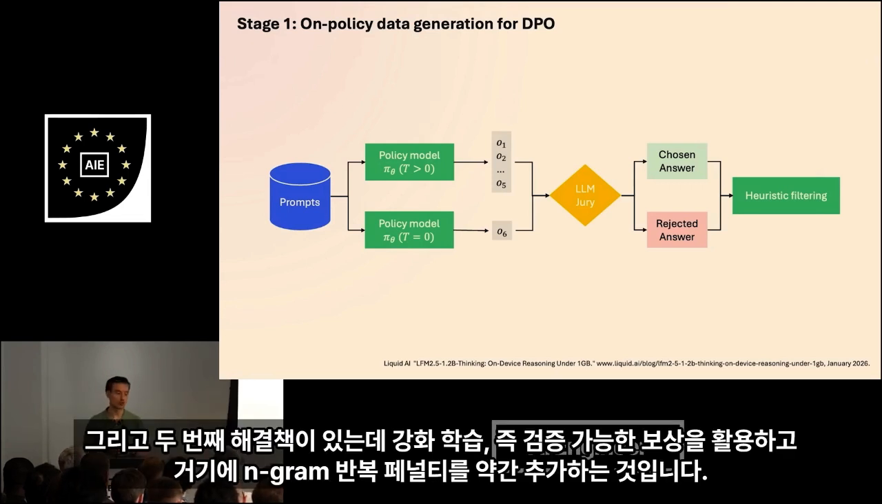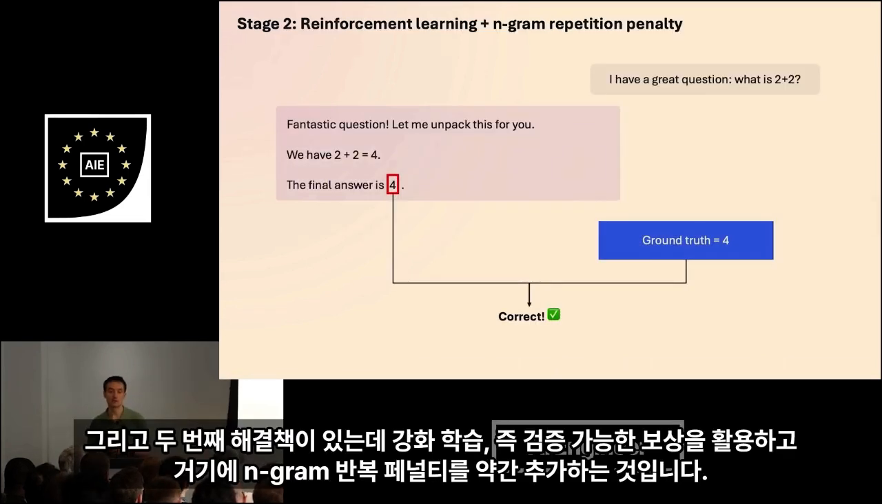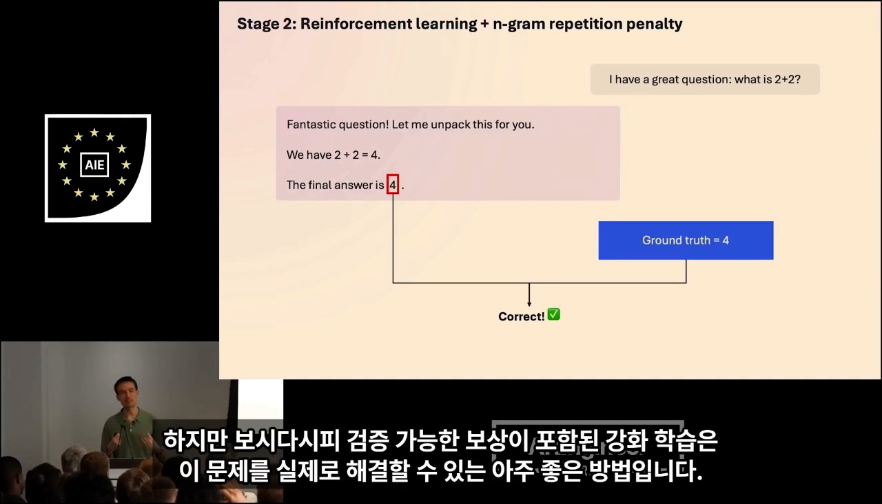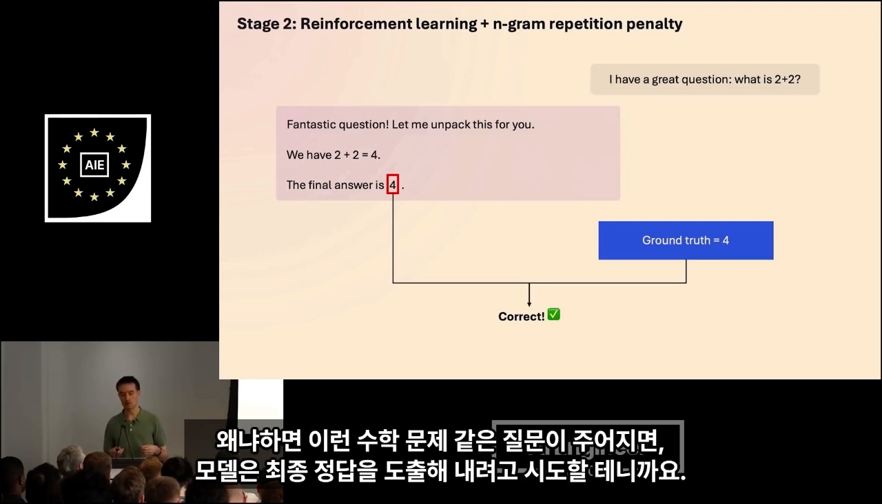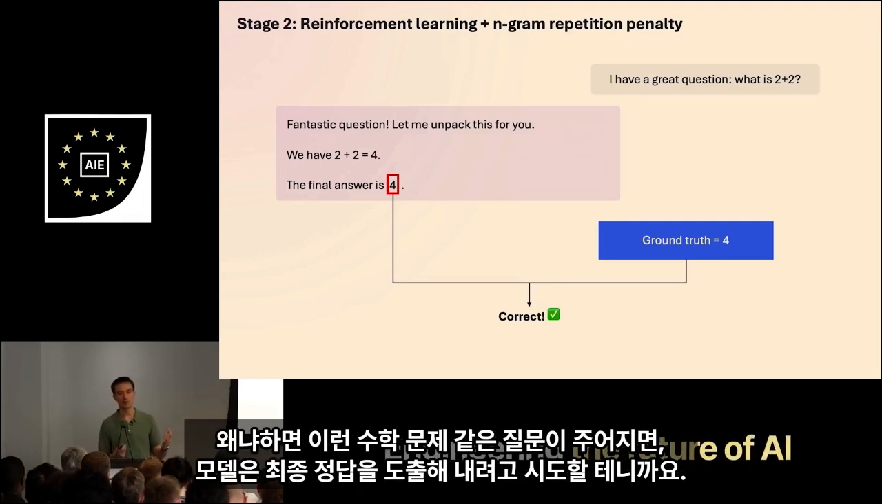And then we have solution number 2. This one is about using reinforcement learning with verifiable rewards, and we add a bit of n-gram repetition penalty. Reinforcement learning with verifiable rewards is a very nice way to actually solve this issue. Because if you have a question, like a math question like this one, you are going to try to extract the final answer.